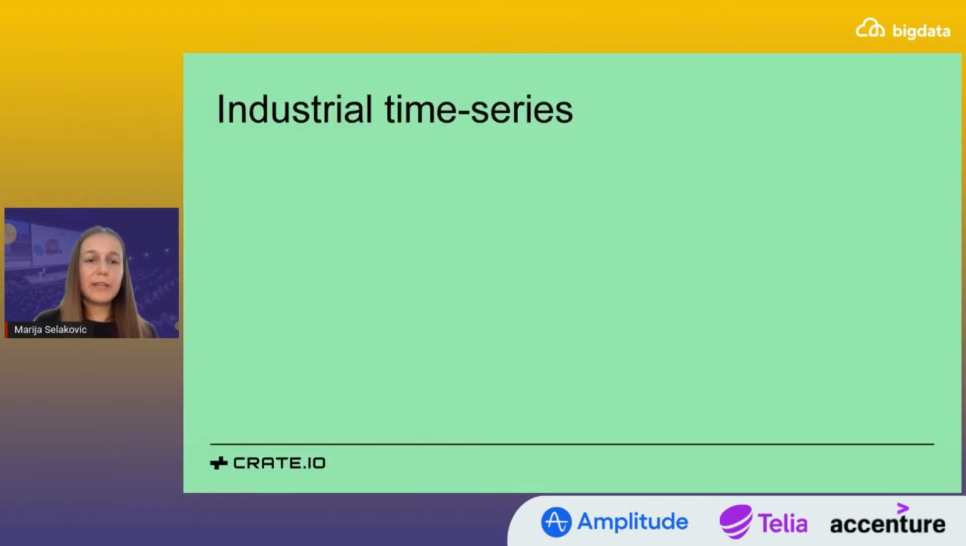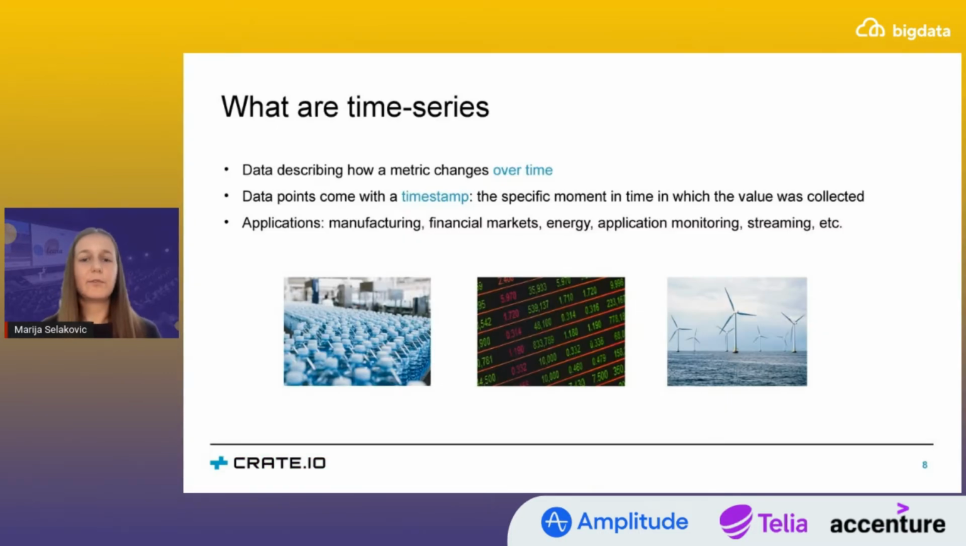So the topic for today is going to be industrial time series data. And before actually going into more details, let's all align on what time series data is.